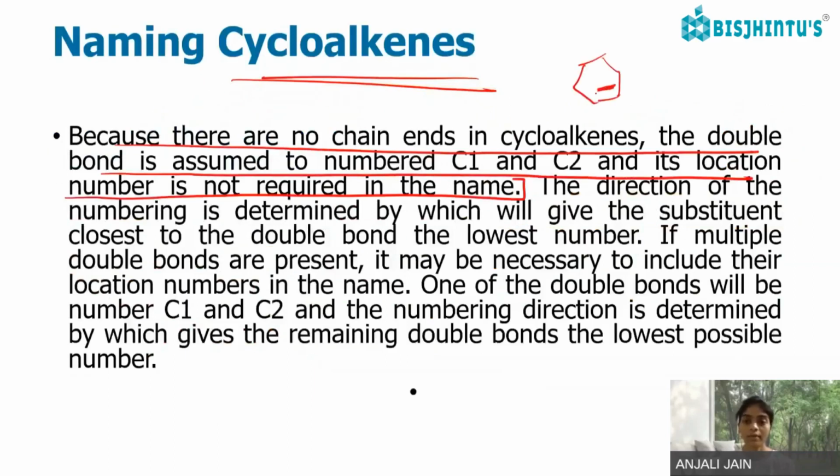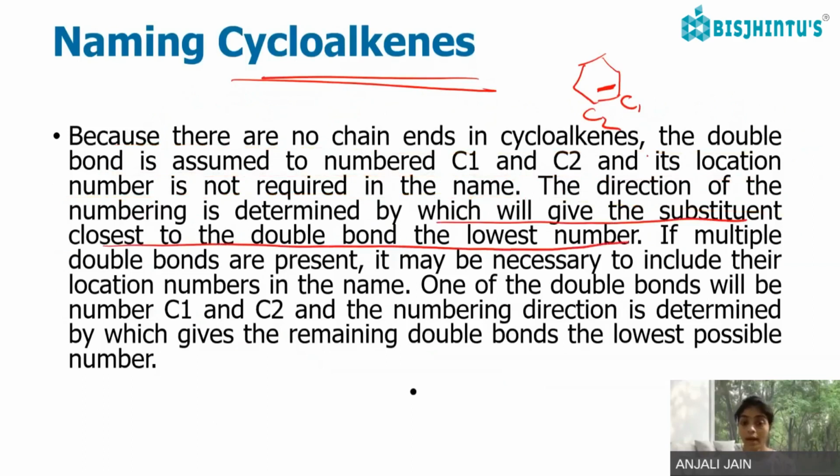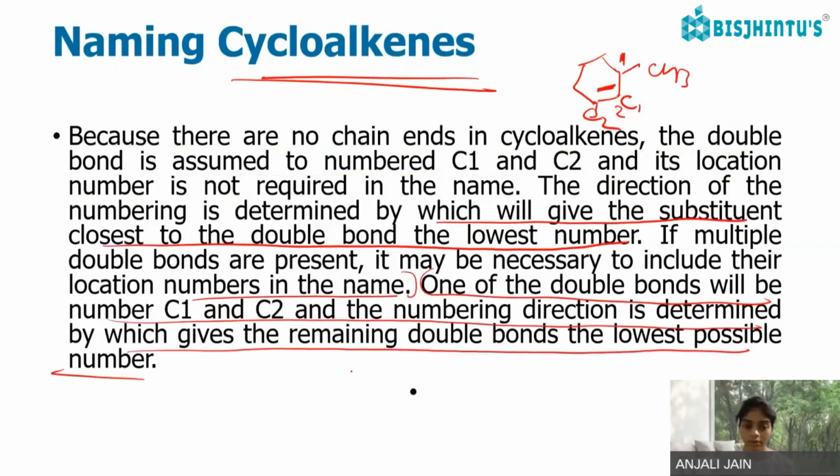Okay, so if I draw any compound over here, it will be my cycloalkene. So this will be my C1 and C2. The direction of the numbering is determined by which will give the substituent closest to the double bond the lowest number. So if a substituent is there, the numbering should start from here: 1, 2, 3. If multiple double bonds are present, it may be necessary to include their location numbers in the name. One of the double bonds will be numbered C1, C2, and the numbering direction is determined by which gives the remaining double bonds the lowest possible number. If one double bond is present over here, I can start the numbering from 1, 2, 3, and 4. But no, I have to give priority first of all to the substituent.